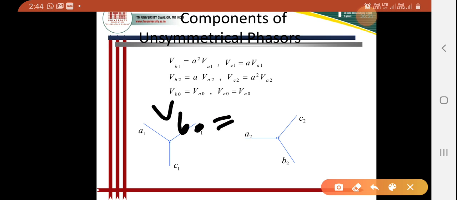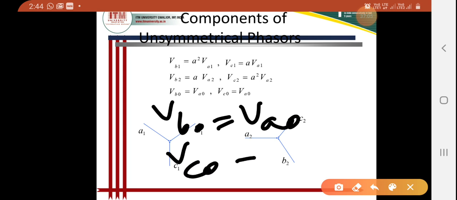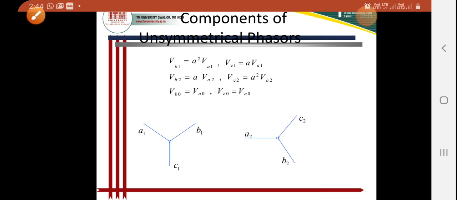Suppose I want to talk about VB0 in form of VA0, then VB0 will be VA0. Similarly, suppose I want to represent VC0 in form of VA0, so VC0 will also be represented as VA0. Clear? So these are the component analysis of different unbalanced voltages, in form of negative phase sequence component, positive phase sequence component or zero sequence component.